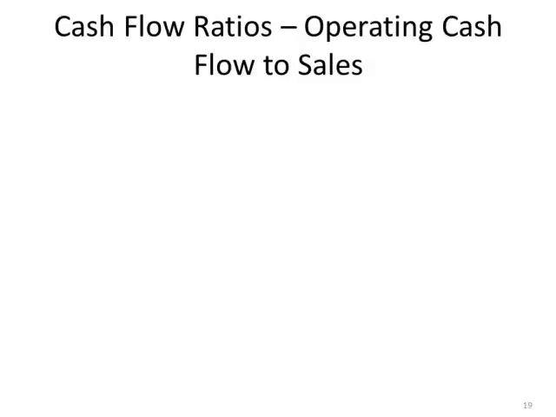Cash flow ratios, operating cash flow to sales. The next set of ratios we will look at are cash flow ratios, and cash flow ratios are essentially derived from the cash flow statement primarily. In this case we're looking at operating cash flow to sales. So we're looking at what is the company's cash that they're receiving from their operations relative to their actual sales.